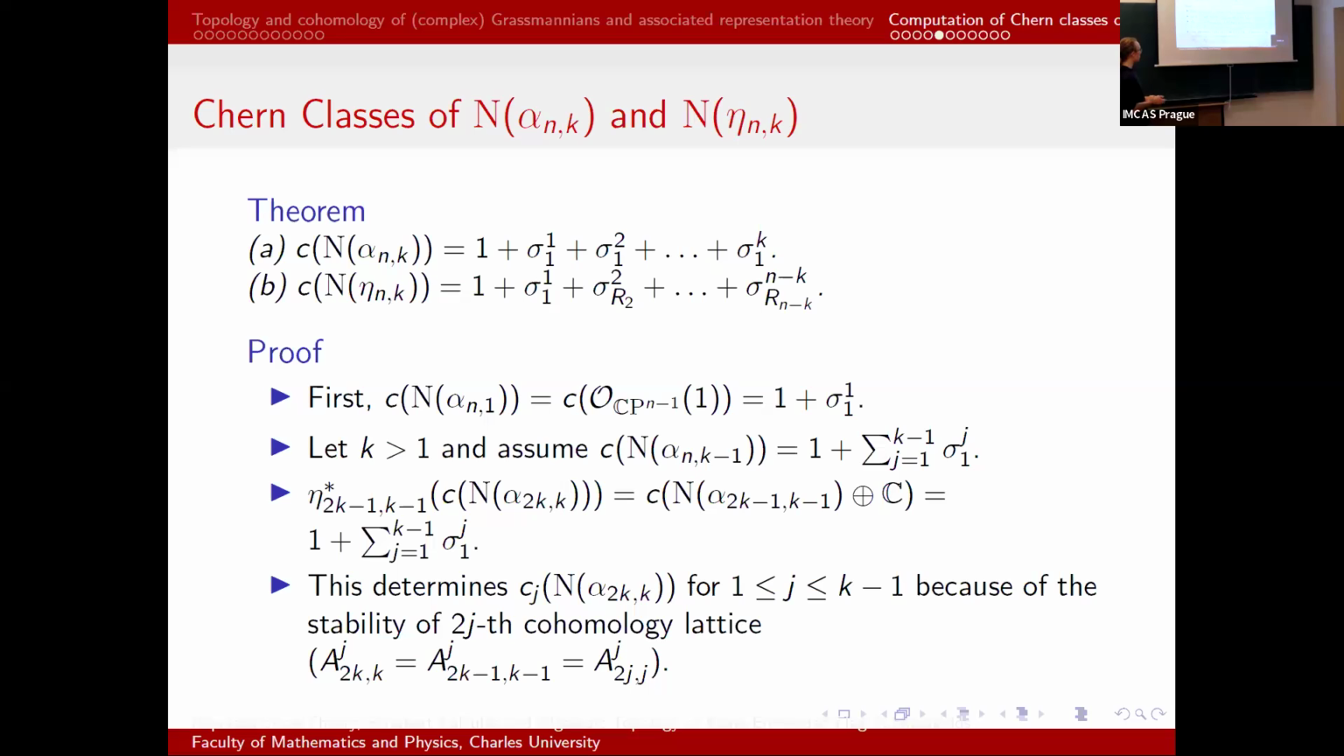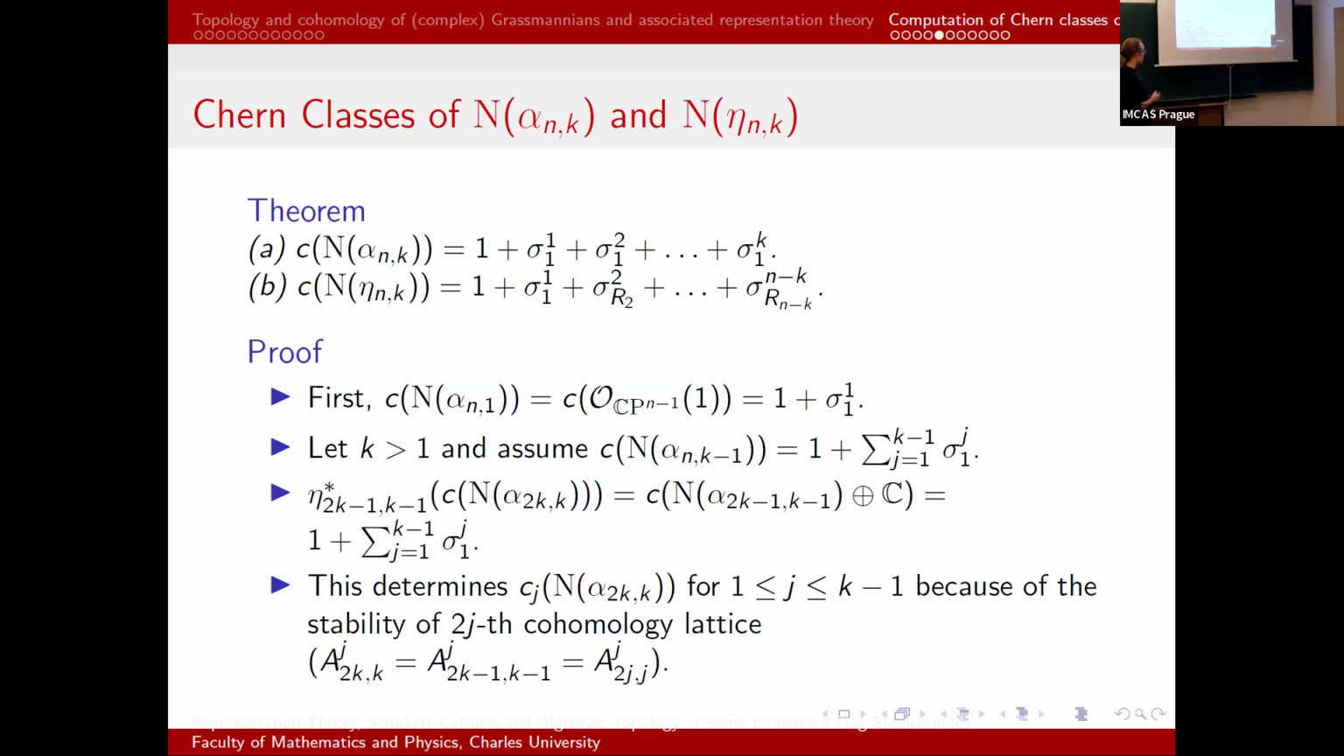First we note that the vertical normal bundles in the first column of the Grassmannian lattice are just normal bundles of embeddings of projective spaces. So they have complex rank 1, and they are dual to the restriction of the canonical line bundle over CP^infinity to just CP^n. So their first and only non-trivial Chern class is the Poincare dual of the partition of 1.